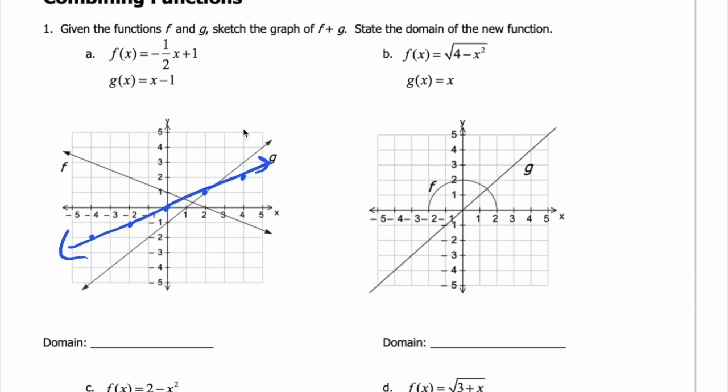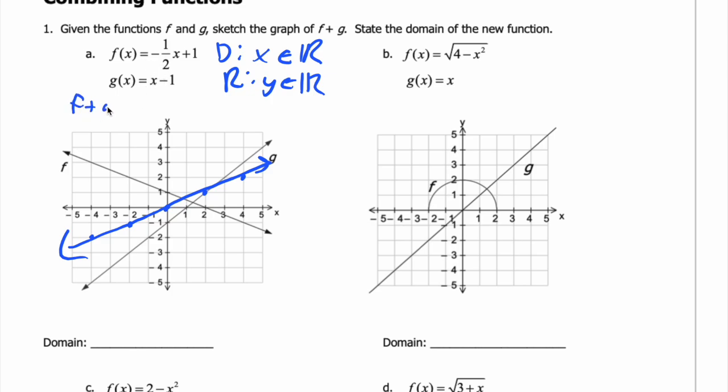The line's slope is not horizontal or vertical, so the domain is going to be all real numbers, which we write like that. And the range as well, all real numbers. We can get the equation of the blue line just by looking at it, or just adding the two functions together.